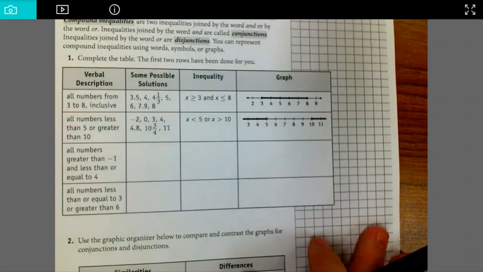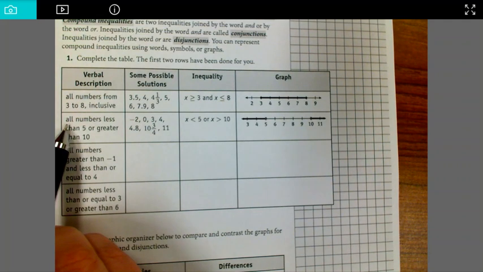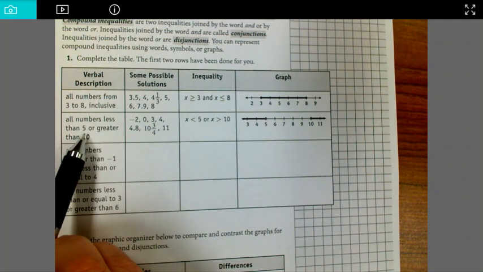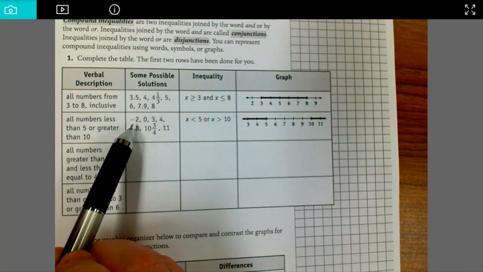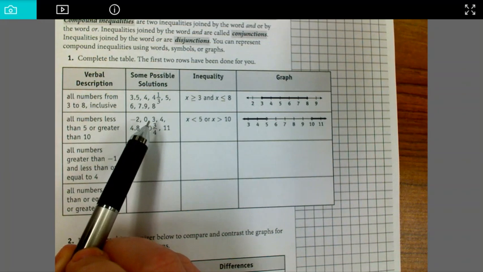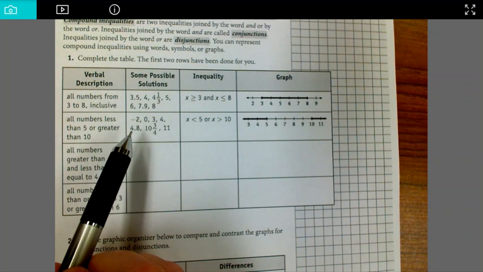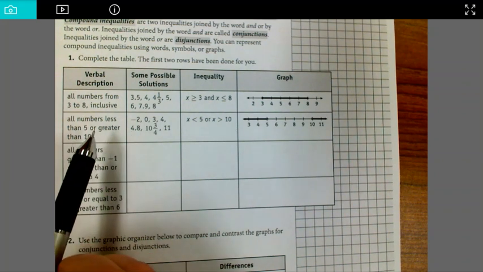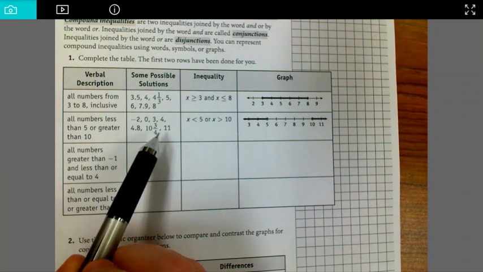Let's take a look at the second line that's already been done for us. All numbers less than 5 or greater than 10. So they said, well, -2 is less than 5. 0 is less than 5. 3 is less than 5. 4 is less than 5. 4.8 is less than 5. Then it also has to include numbers that are bigger than 10. So 10 and 3/4 greater than 10.